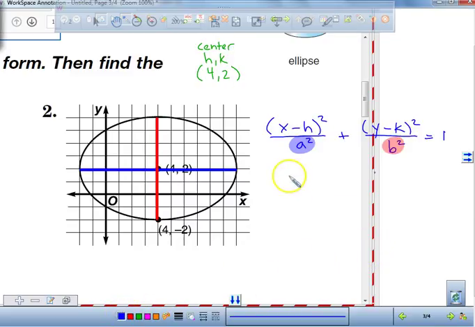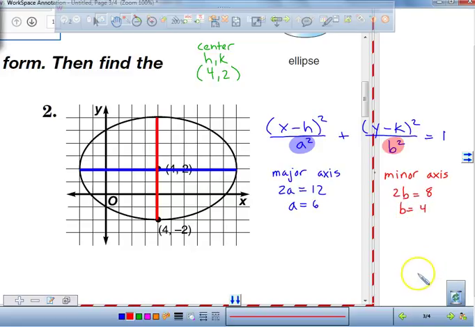Now, our major axis is always equal to 2 times the value of A. And the distance of our major axis is 1, 2, 3, 4, 5, 6. So that's a total of 12 units all the way across. So A has to equal 6. And our minor axis is 2 times B. And that looks like 1, 2, 3, 4. So that's got to be a total of 8. So what's our B value equal to? 4.